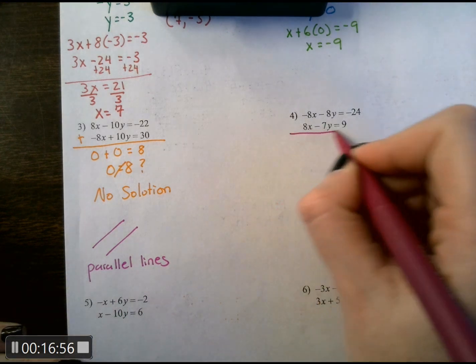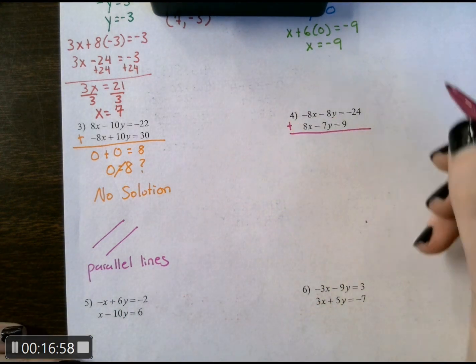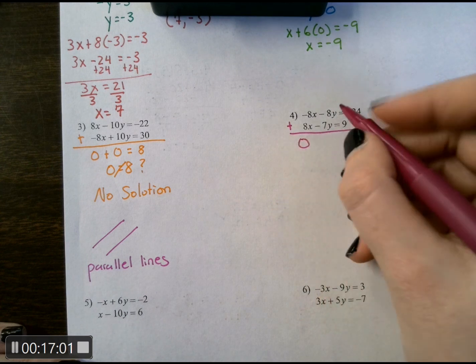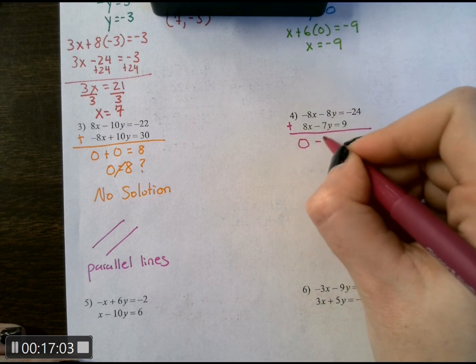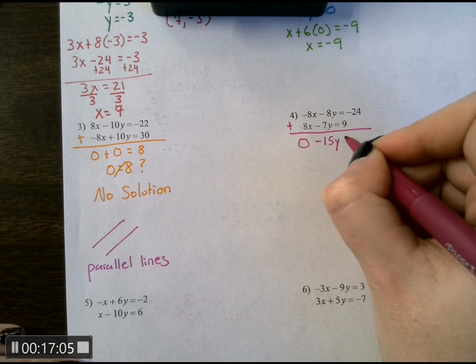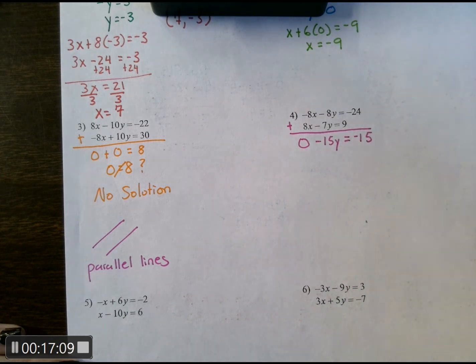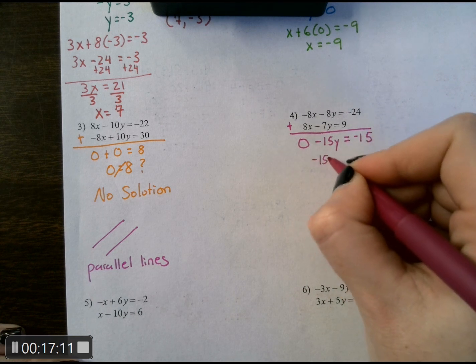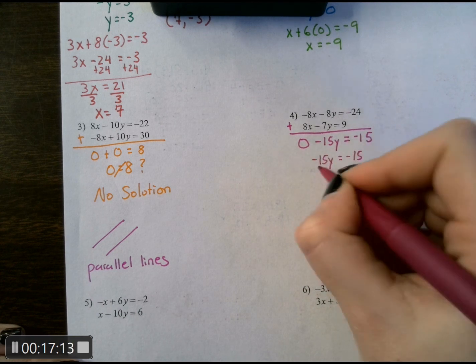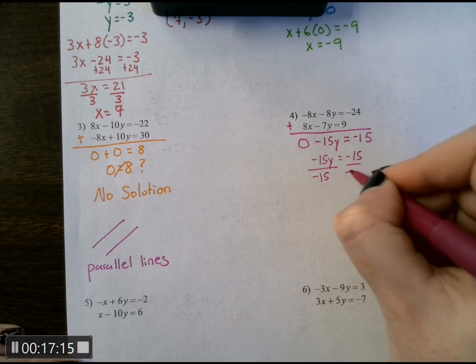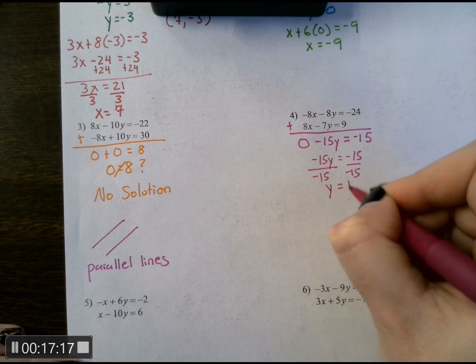Alrighty. So then let's do number 4. Go ahead and add them to get 0. And then we have -15y equals what should be -15. So -15y equals -15. Divide by -15. So y equals 1.